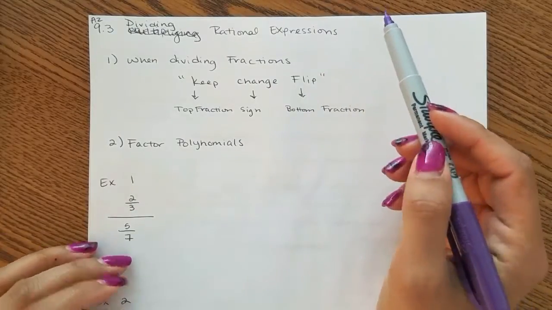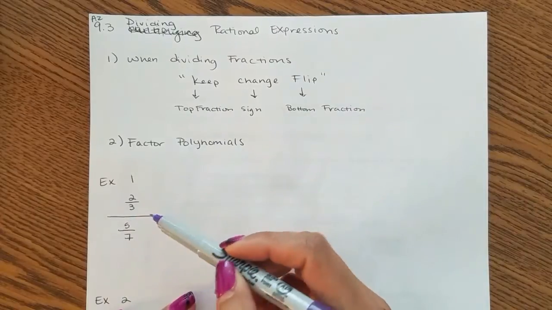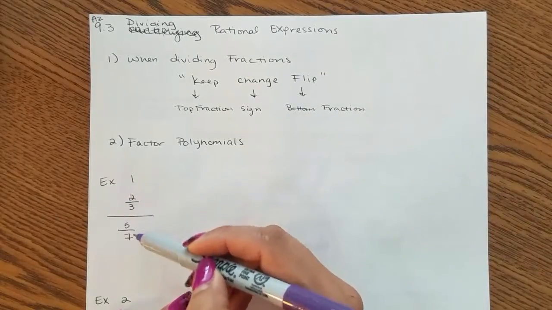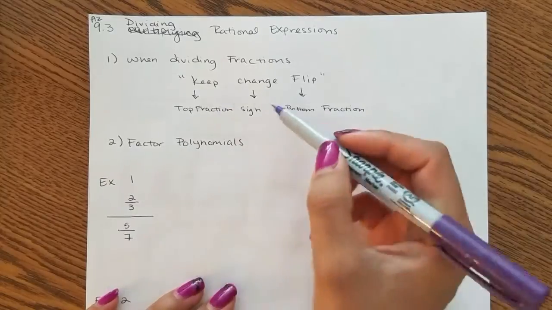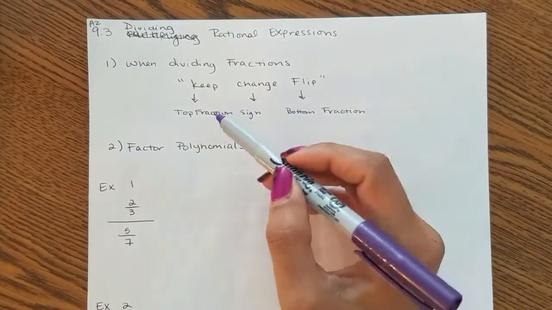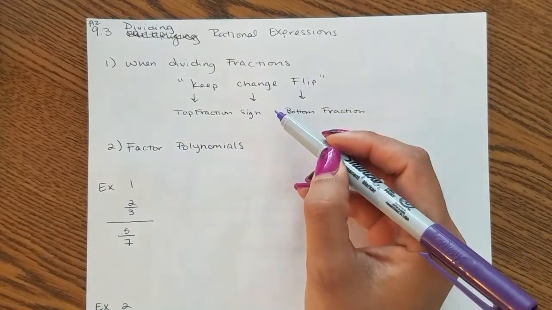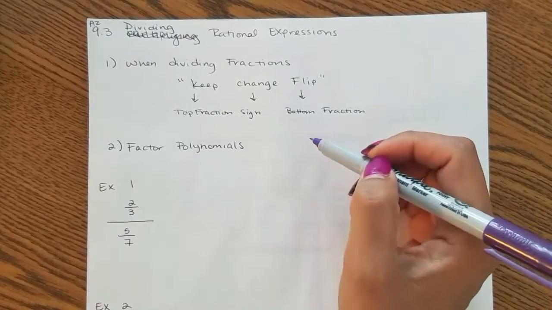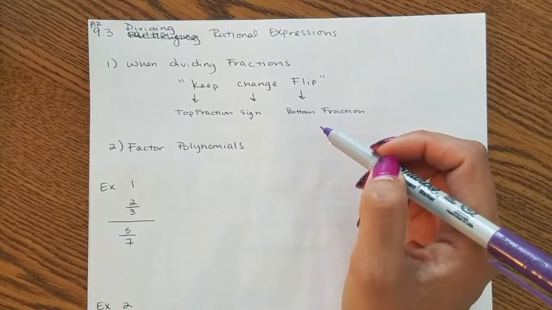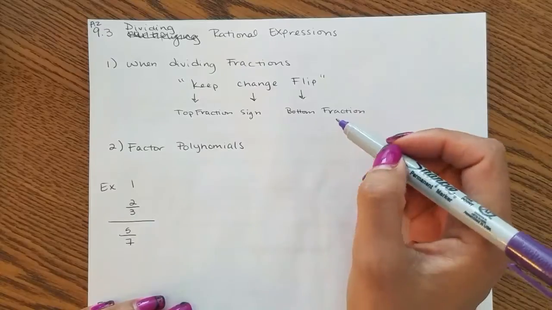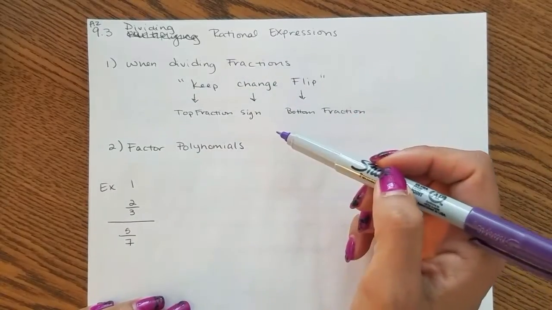fractions. So when you have something like this, you have two fractions, right? You have your numerator, which is a fraction divided by another fraction. You're going to use the keep, change, flip. So you keep the top fraction, change the sign from division to multiplication, and then you flip the bottom fraction. You're taking the reciprocal of it. So this is really important. You need to remember to do it.